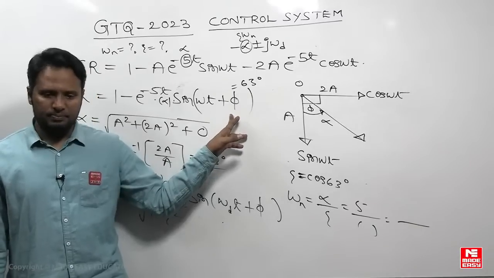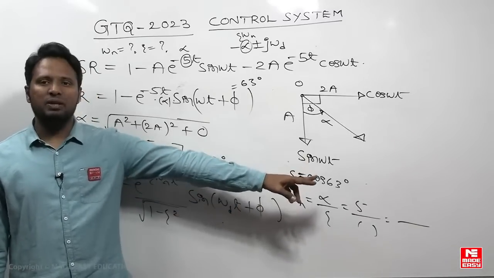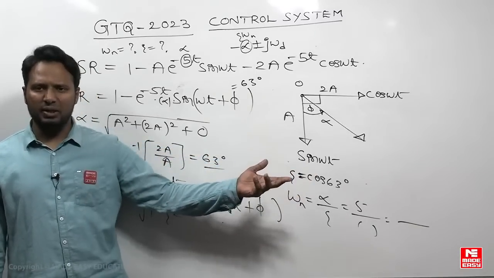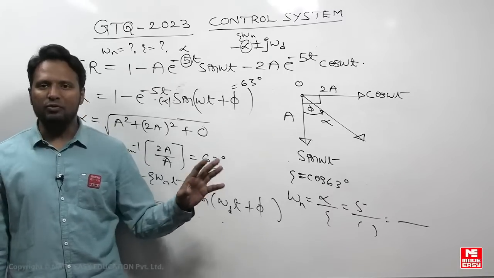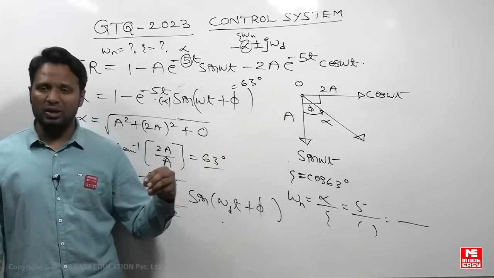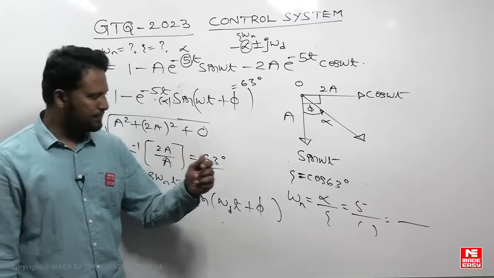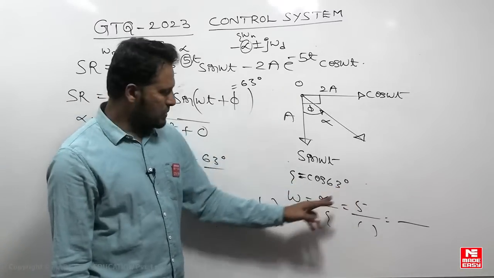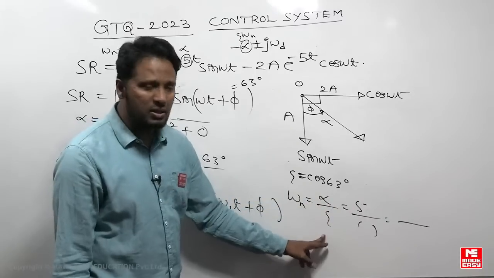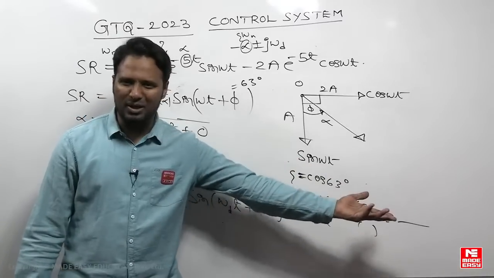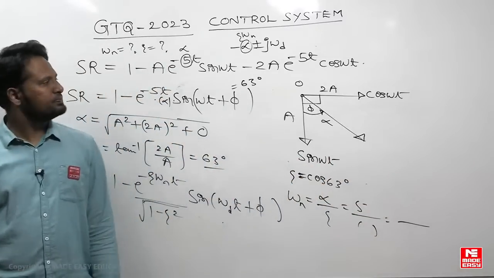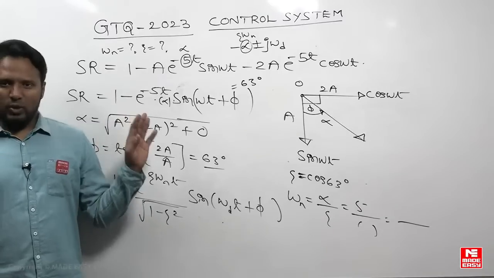Phi is found. So you can say zeta is cos phi. Cos 63 degree, that you get. Cos 60 is 1 by 2 roughly, so 0.5. For 63 degree it will be a bit less, maybe 0.4 something like that. You can find this value. Omega n will be alpha by zeta. Alpha is 5, so 5 by 0.4, whatever it is, you will get that value. This way you can complete the question.